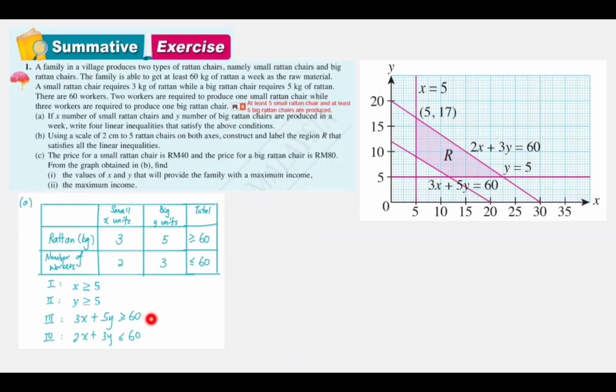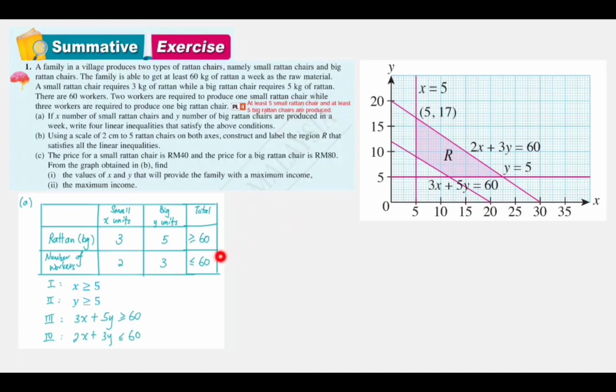Then next, 3X plus 5Y greater than or equal to 60. So when 3X plus 5Y equals 60, this is the line. We will get our Y-intercept when X is 0, so Y equals 12. So you will cut 12 here. And the X-intercept when Y equals 0, 3X equals 60, we get X equals 20. So we get this line. And we want greater than or equal to 60, so we want the region above the line.